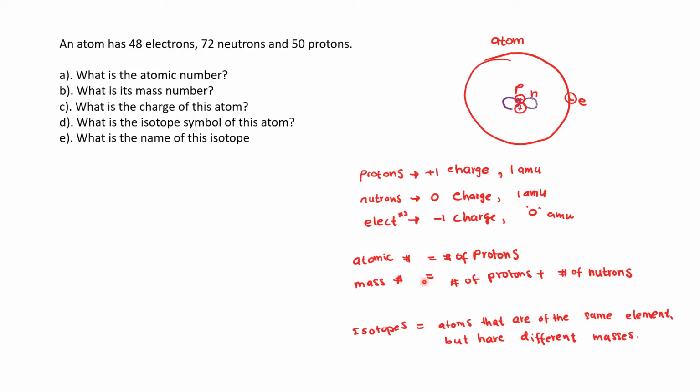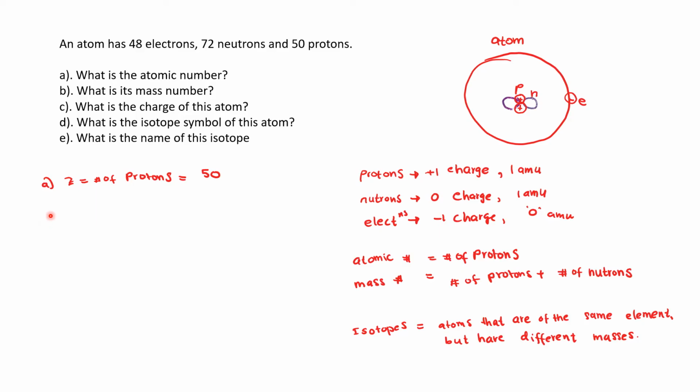Atomic number is the number of protons. Mass number equals the sum of your number of protons and number of neutrons. Isotopes are the atoms that are of the same element, however have different masses.